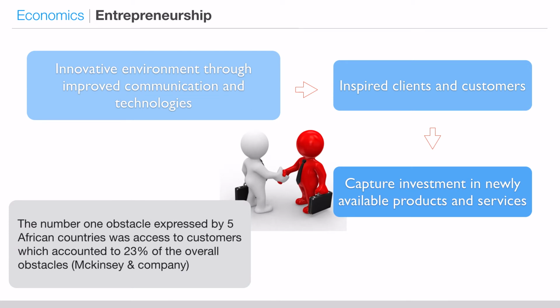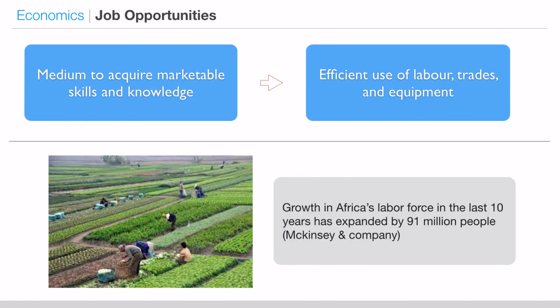With access to capital investment, businesses in third world countries can finance projects and infrastructure to develop new markets and investment. For example, governments of developing countries can allocate funds to encourage entrepreneurship and innovation. Within this diversified economy, clients and customers are more easily accessible. McKinsey & Company in 2011 conducted a research project showing that the number one business obstacle expressed by 5 African countries was access to customers, which accounted for 23% of their overall business obstacles.